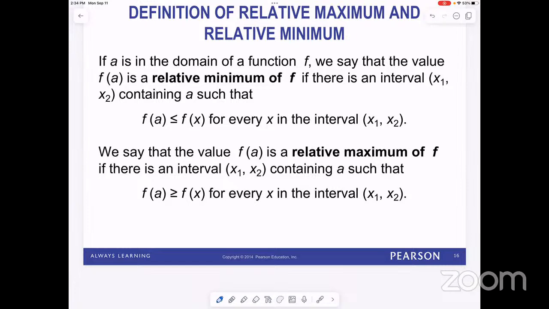Okay, so getting back on task, we have the definition of relative maxima and relative minimum. If A is in the domain of a function f, we say that the value, oh shoot, I just realized I need to make videos of them too. I can't do that stuff in advance. I don't think about this stuff until it's time. Okay, so if A is in the domain of a function f.